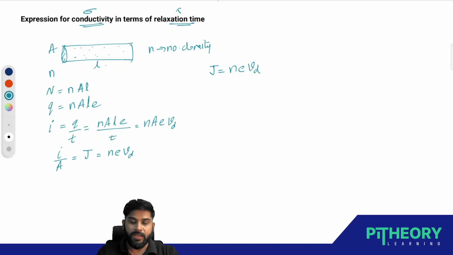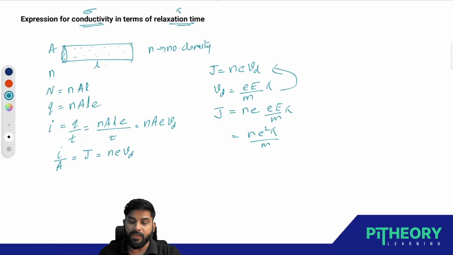So now we have got J is equal to NeVd. What is the relation for drift velocity? Vd, in terms of relaxation time, in magnitude you can write as eE by m into tau. This is the drift velocity relation, correct? So if we substitute this back in this equation, you get J is equal to Ne into eE by m into tau, or you get Ne squared tau by m into E. This is J.